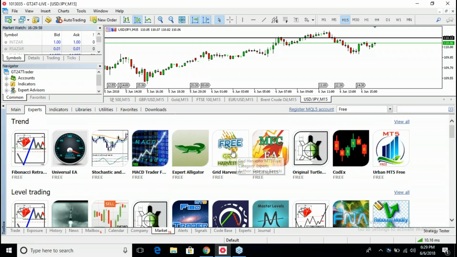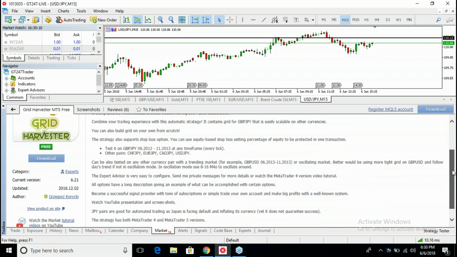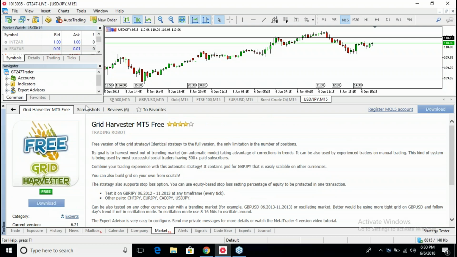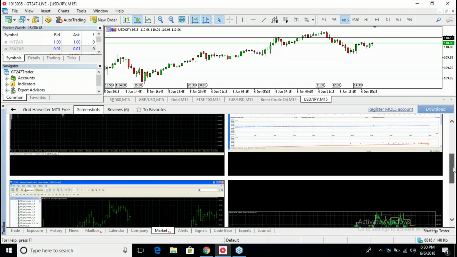I've decided that I really like this Grid Harvester. I've read through it, and if you just click on it, it will give you a description of all the functionality that is built into it. You can then view different screenshots of what it does and how it's performed.